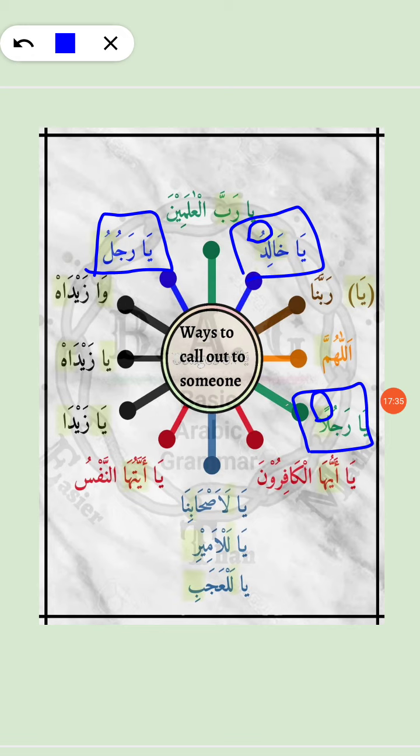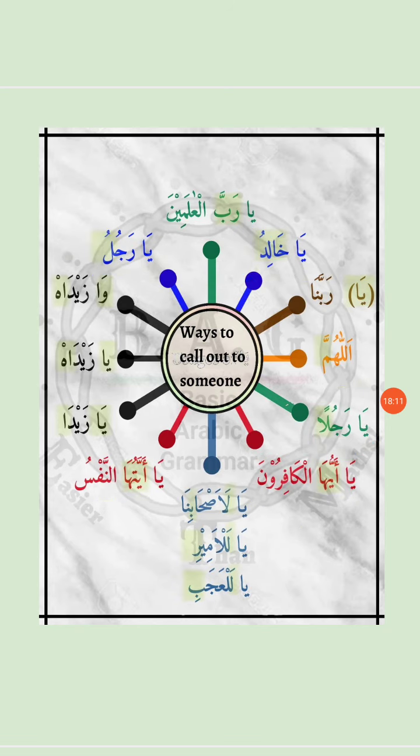Okay, all right, next, Ya ayyuhal kafiruna. Why do we see ayyuha? We see that because we have the munada as mu'arraf bilam. All right, and since this word kafiruna, al-kafiruna is masculine grammatically, we have used ayyuha. If the munada is mu'arraf bilam and it is grammatically feminine, such as the word an-nafsu, we use ayyatuha. Okay, so ya ayyatuha nafsu.